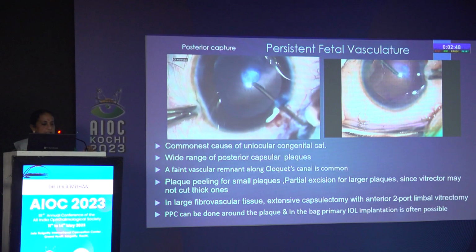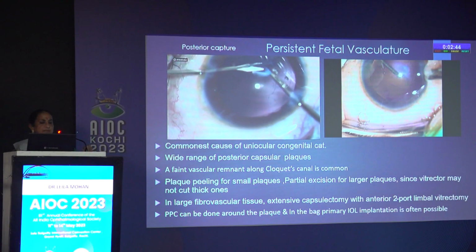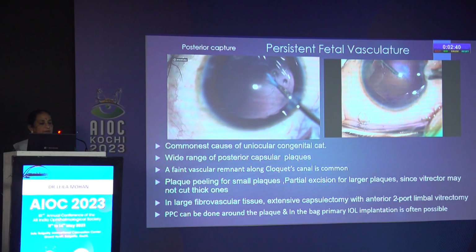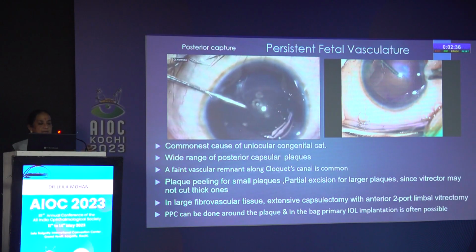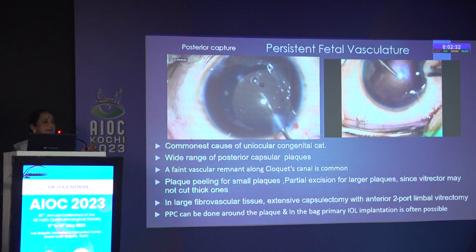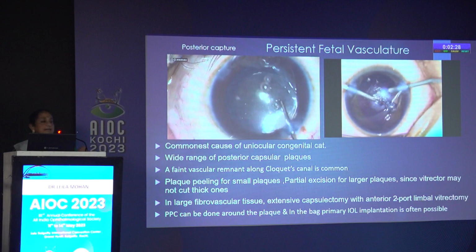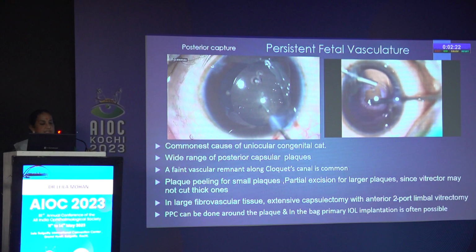So PHPV being the commonest uniocular cataract, you can see the thick plaque, very commonly seen. Dr. Meena has already shown a faint vascular remnant is always seen in the Cloquet's canal, and plaque peeling should be done for the smaller plaques, but sometimes it has to be cut with microvannas scissors, or as you see here, it has to be with a vitrector instead of a PPC. You cannot pull with the primary rhexis.